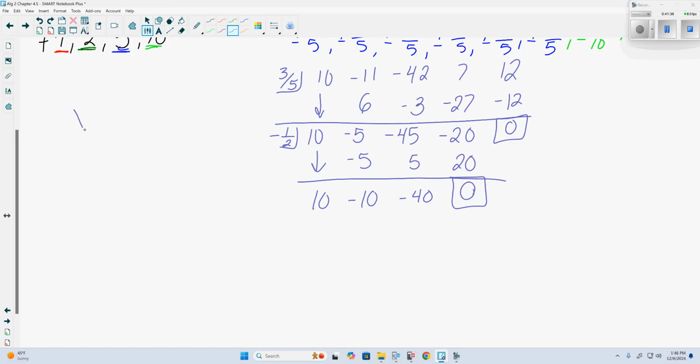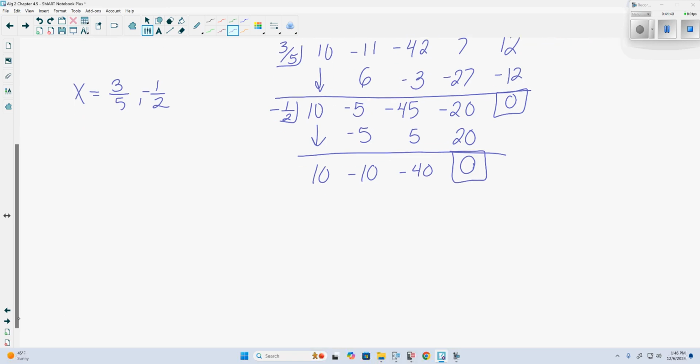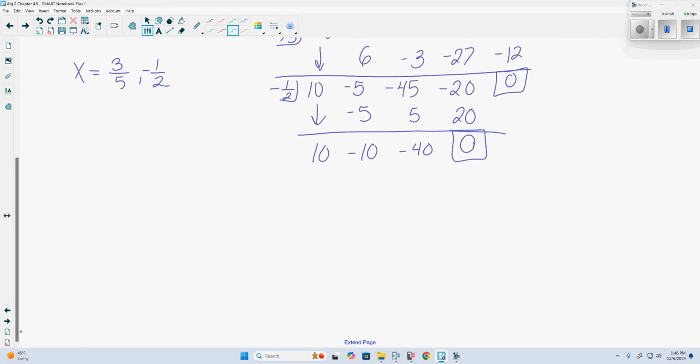So that tells us that x is indeed equal to 3/5 and x is equal to negative 1/2. Questions on how we found these two? Which is good. Now at this point here, we could go through all the other zeros. None of them are going to work. The last two are not fractional.